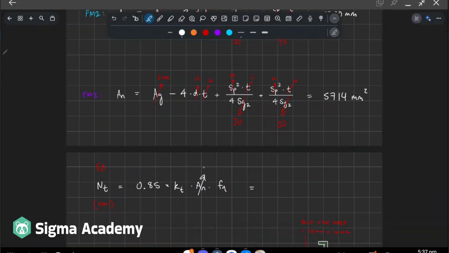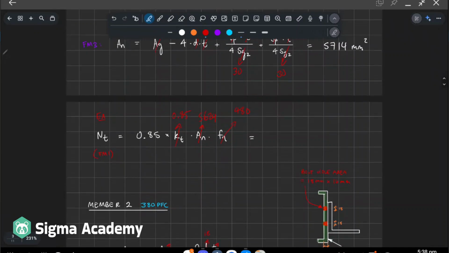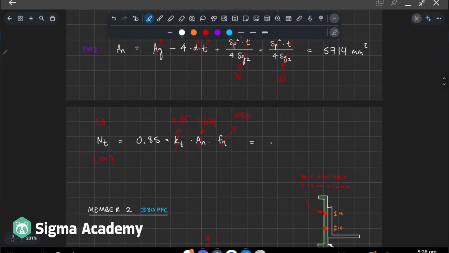Okay, sorry, that's 5,624. I'm doing that in the wrong color. I'm not used to writing in white. This is really weird. That's 5,624. And KT is 0.85, as we discussed before from the lecture slides. And FU is 480. All right, cool. And that gives us 1,950.4 kilonewtons. Happy days.